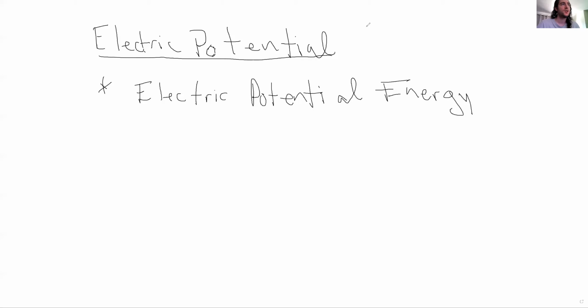So electric potential will have units of volts, and electric potential energy is an energy. So what units do we use for energy? We use joules. So try and differentiate between these two right away. Okay, so one is measured in joules and one is measured in volts, so we know they're different.